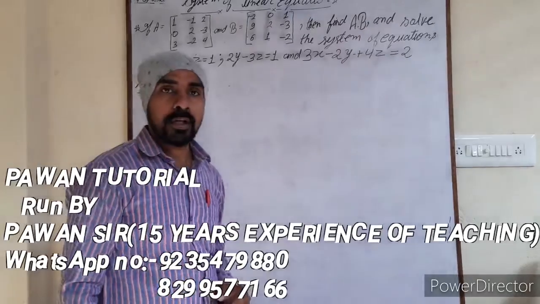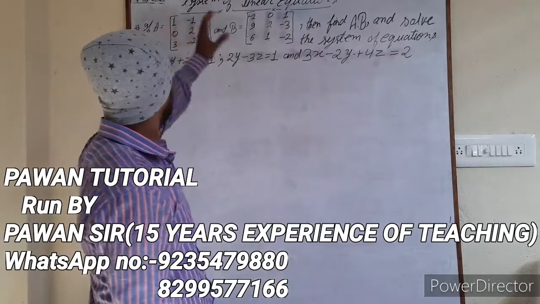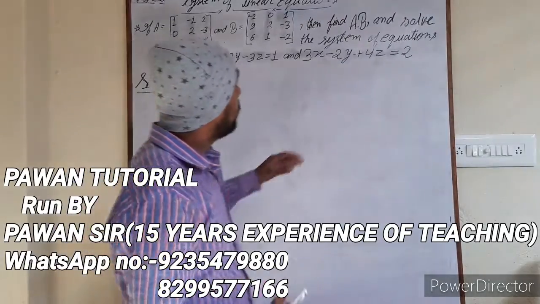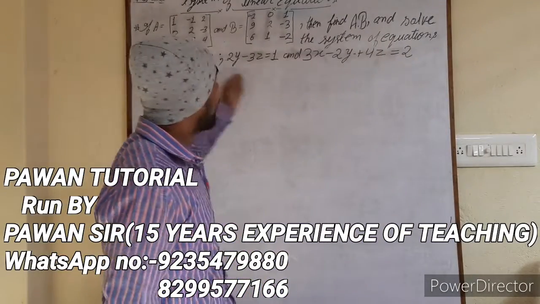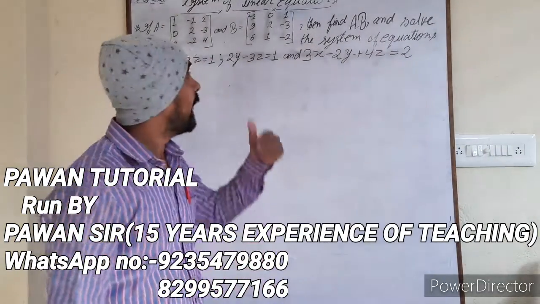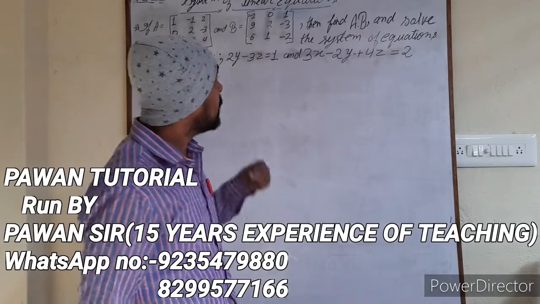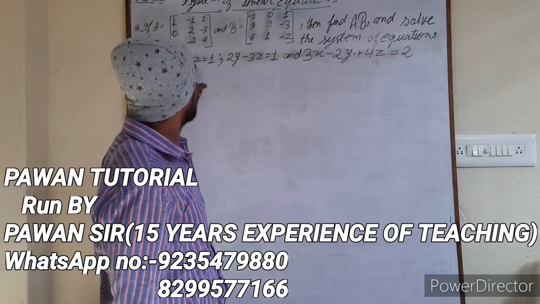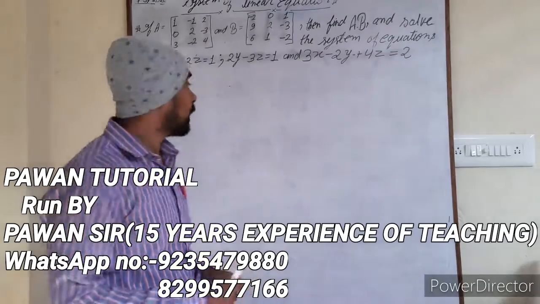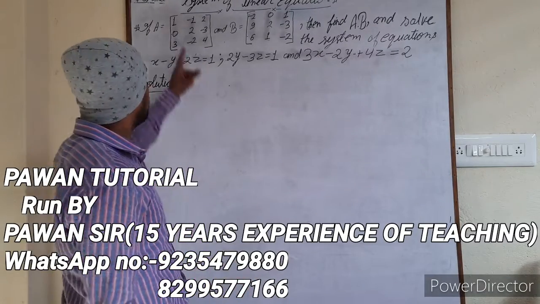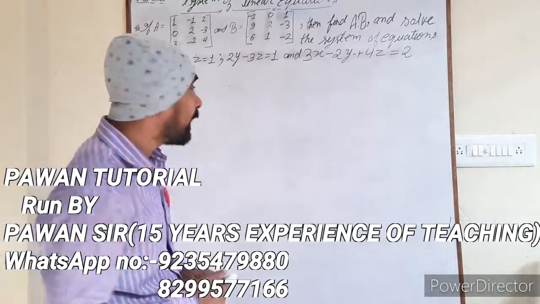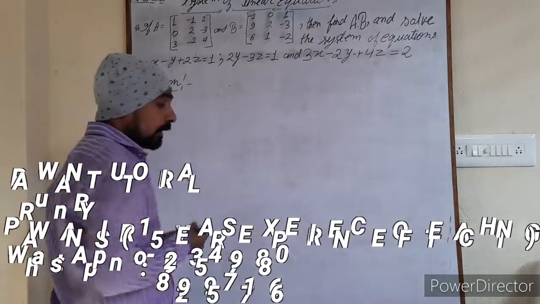In this question, what you have to do, very first you have to find out the product of A as well as B, and after that we have to solve the linear equation that has been mentioned here with the help of this. Why? Because it has been given in this question to find AB and hence solve the equation that has been mentioned here. So very first we will solve this A as well as this B. It means we will find out the product of A and B.